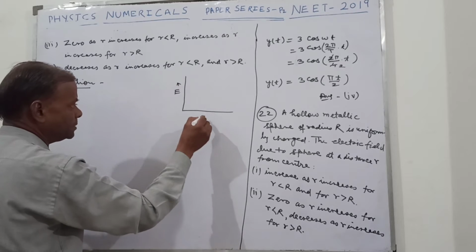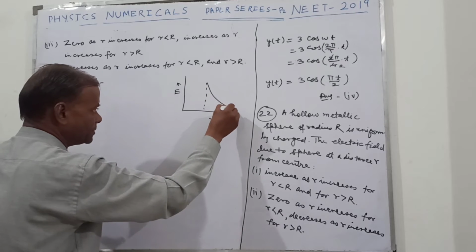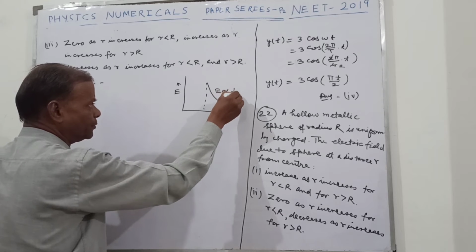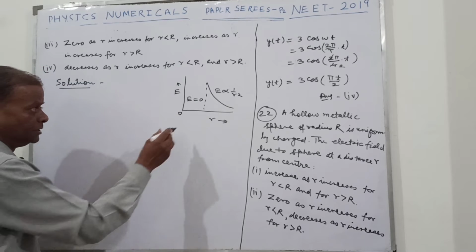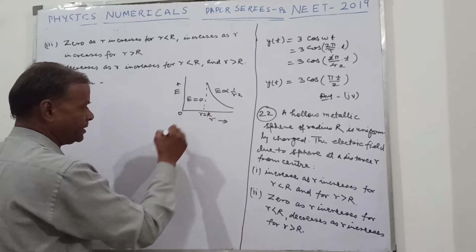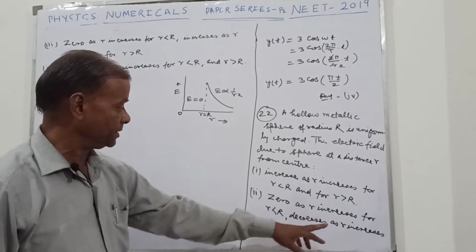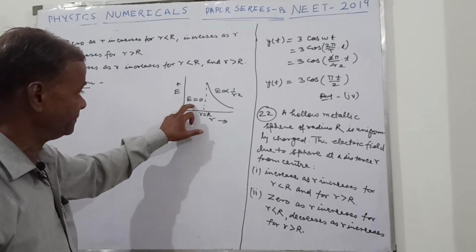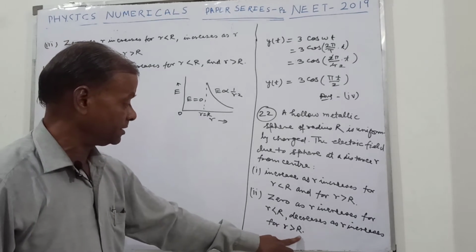This is E, here is r. Here E is proportional to 1 upon r square, and here E equals 0. This is r equal to capital R. So inside the sphere, it is 0 as r increases for r less than capital R, not this region. It decreases as r increases for r greater than capital R.